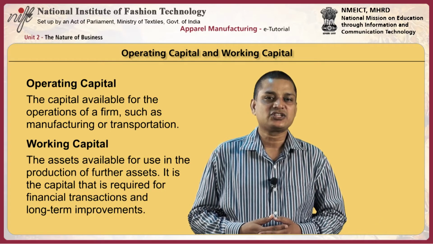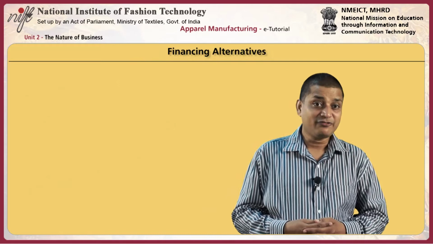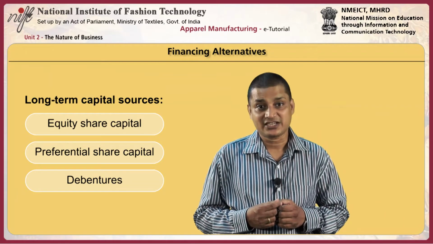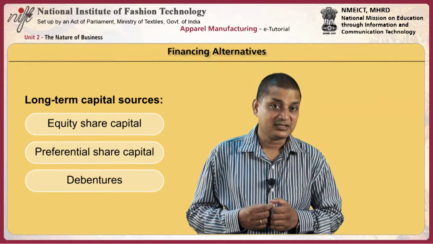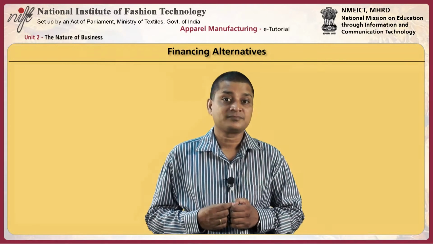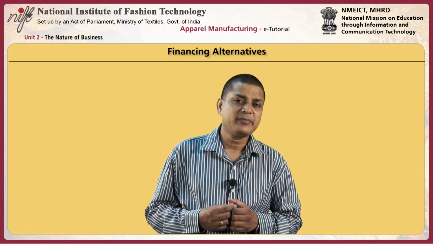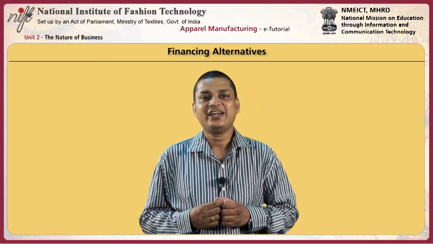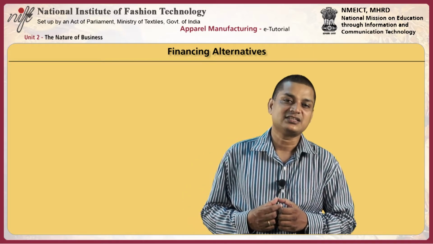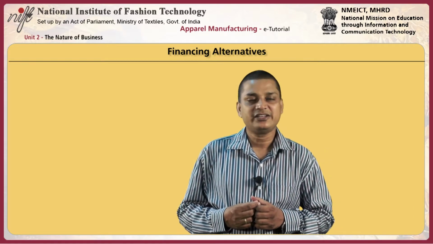It is the capital that is required for financial transactions and long-term improvements. Generally, for making investment in fixed assets, long-term capital sources such as equity share capital, preferential share capital and debentures are used. However, another source of finance has emerged these days. This is called leasing. If a company makes use of this source, it acquires fixed assets on lease rather than buying them. In such a situation, the need for fixed capital decreases.